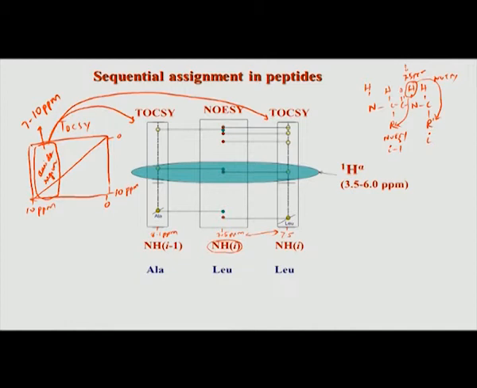So we are essentially establishing a connectivity from I to I minus 1 to I minus 2 and so on. Similarly, we are going in this direction, I plus 1 will give me I plus 2. So we start from an arbitrary I, which we do not know what residue it is. So we start from an arbitrary I and then we move in both directions, and basically that will give me the sequential assignment.